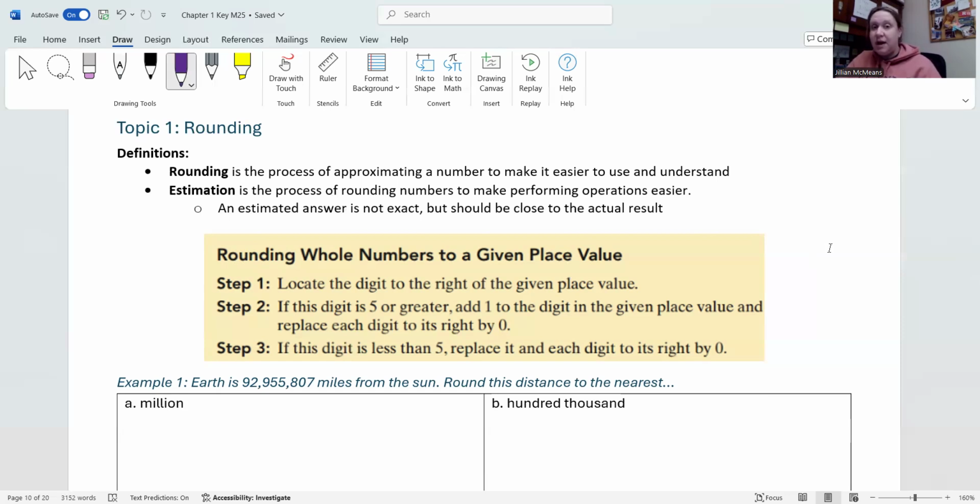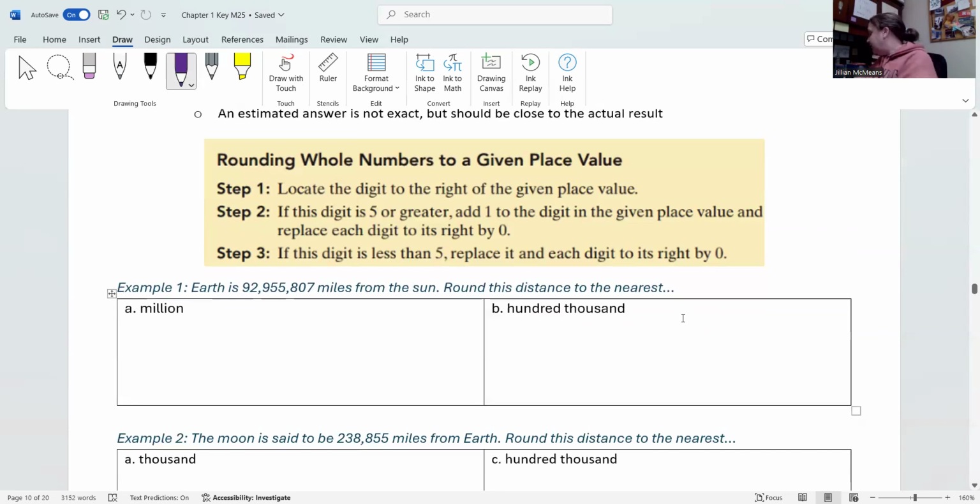If the digit to the right is 5 or greater, add 1 to the rounding digit, and then everything after that becomes a 0. If the digit to the right of the rounding digit is less than 5, leave the rounding digit alone. Everything after that becomes 0. A lot of times when we talk directions and definitions and steps, they don't totally make sense until you get into practice. So let's go ahead and get into practice.